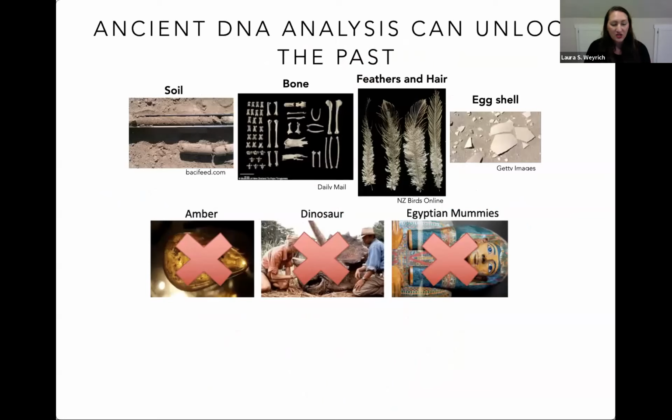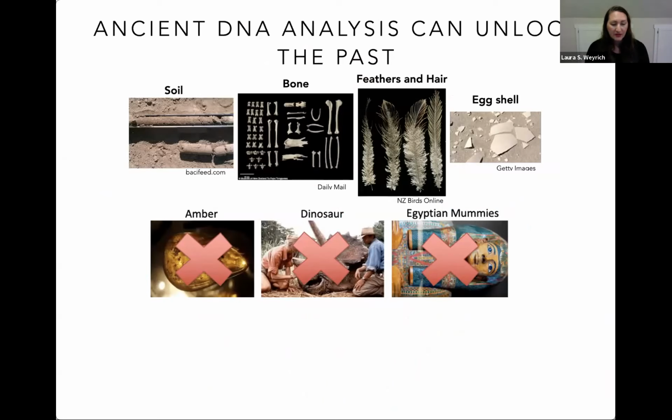Ancient DNA just means genetic information from any old material where it wasn't intended to be preserved. And so you can obtain ancient DNA from things like soil, bones, feathers, hair, eggshells. And in fact, you can go back almost 1.5 million years. That was the most recent ancient genome that was just published and authenticated. So you can go back quite a bit of time to really be able to understand how things have evolved and come to be on this planet.